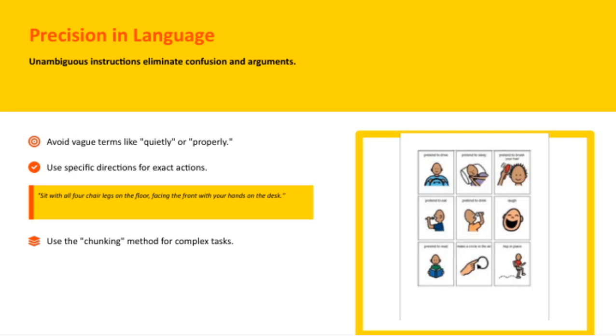When tackling complex tasks, I find it most effective to use the chunking method. This means breaking down the task into smaller, manageable parts. For example, when I want to sit properly at my desk, I make sure to sit with all 4 chair legs firmly on the floor. I face straight ahead, aligning myself directly in front of the desk. Then, I place my hands on the desk in a natural position.